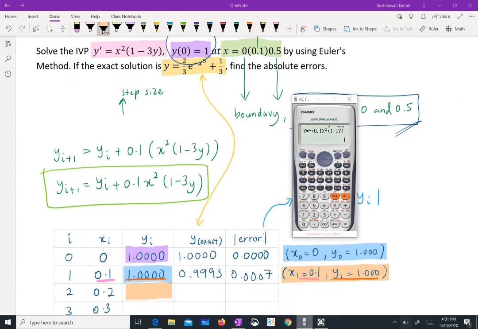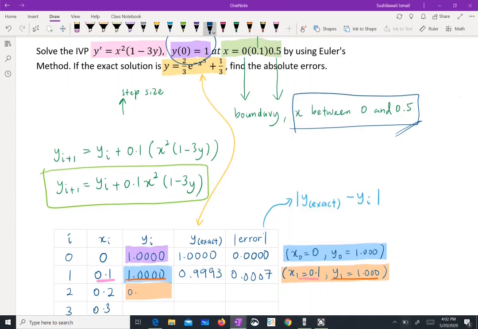Then we will use this data to calculate y2, using the same equation. We calculate by inserting the new y value. The y value now is 1.000, or just 1, and our x now is 0.1. So our y2 now is 0.9980.